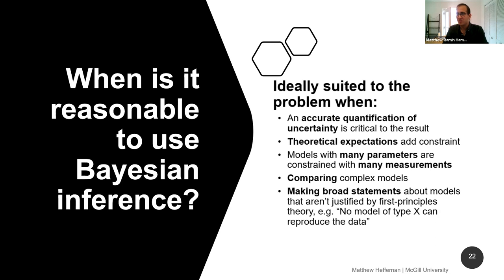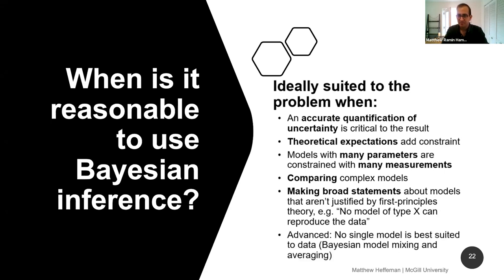You could just run at a selection of points in your parameter space, or you could do a wide-ranging Bayesian study and see what you can predict based on your calibration to models, and whether none of those predictions reproduce the data, for example. An advanced topic is when no single model is best suited to the data. There are things called Bayesian model mixing and Bayesian model averaging. And again, in a recent JETSCAPE paper, we did some Bayesian model averaging, but these are advanced topics, and I'm just mentioning them for anyone who's interested if you want to learn more.